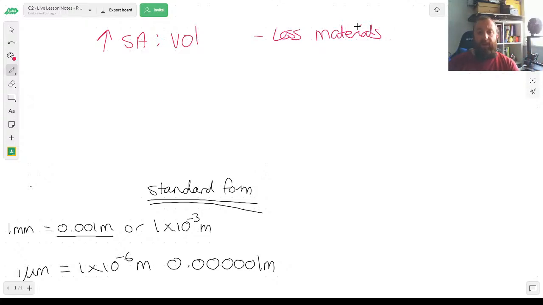So we've gone from this idea that with bigger particles, there's less contact with other chemicals, less contact with the air around them. But when we start getting smaller, we increase that surface area while still having the same volume. So therefore the properties start changing and it can become a lot more useful, even though we're using less materials.